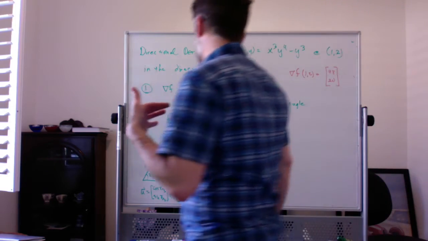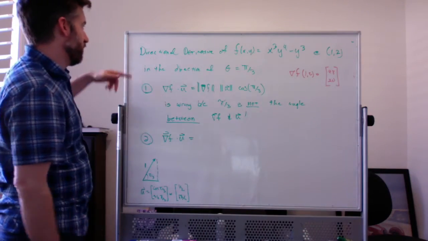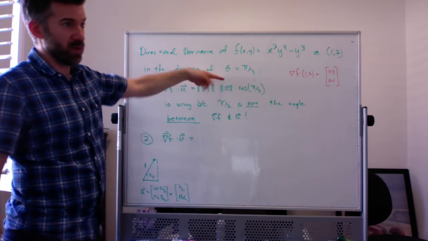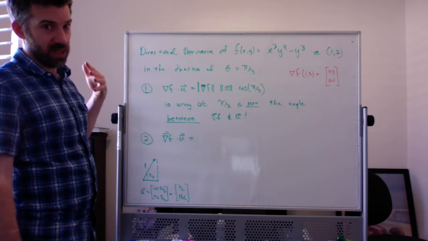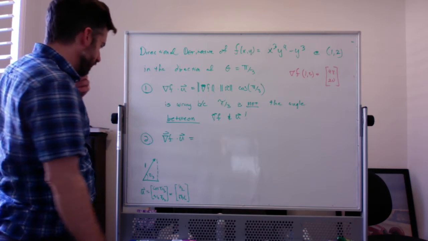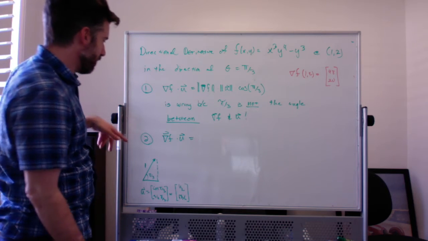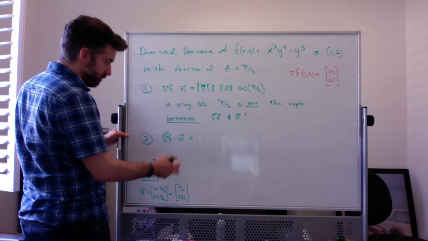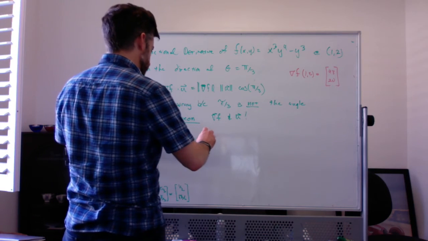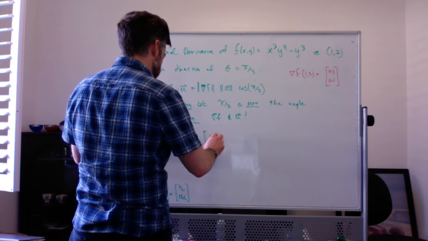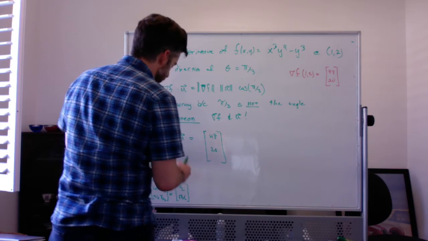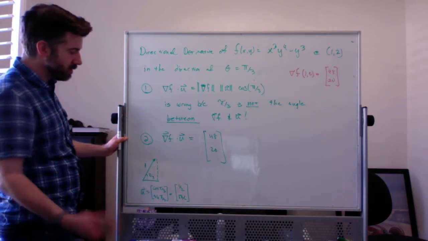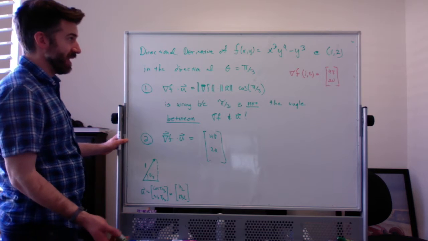What the question's actually asking is to find the directional derivative in the direction of pi over 3. We don't know what direction the gradient's actually in. We could find it, but that's not really the point. So we're going to do the same sort of way. We're going to do the dot product of the gradient dotted with u. Gradient f is the same as it was before. It's (48, 20).